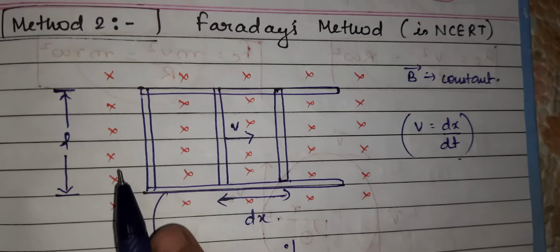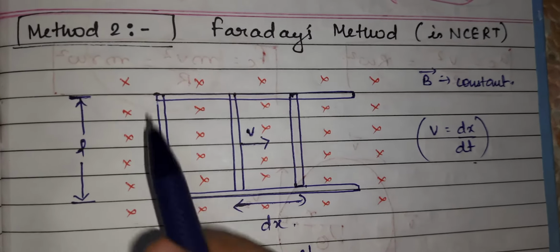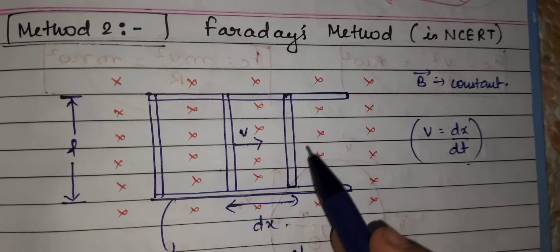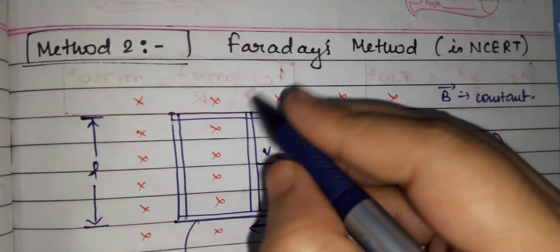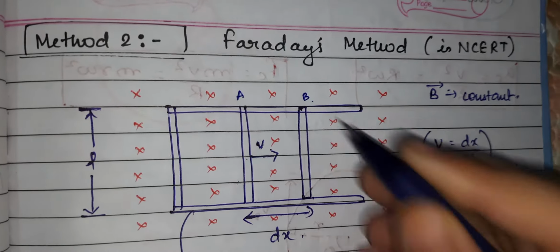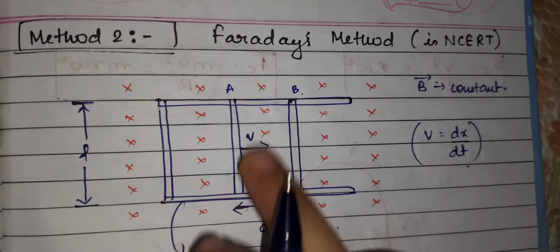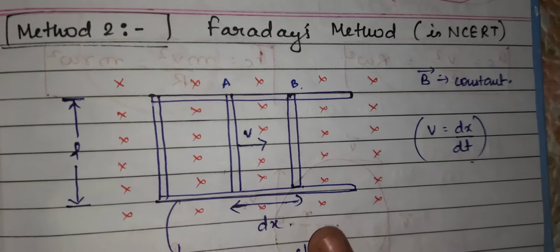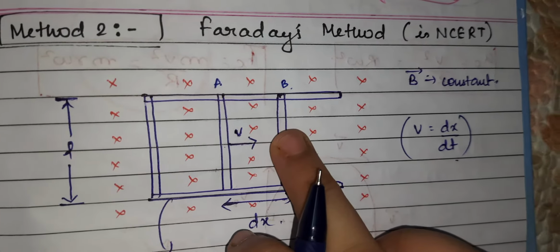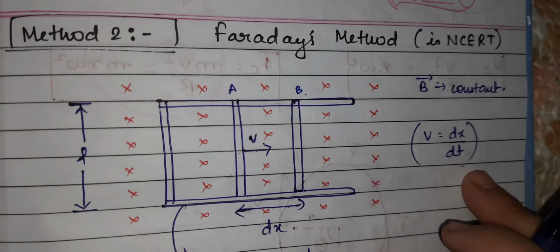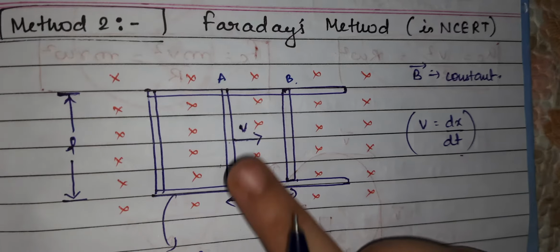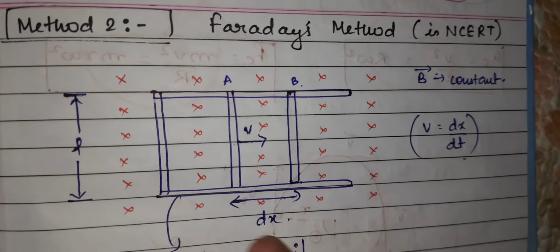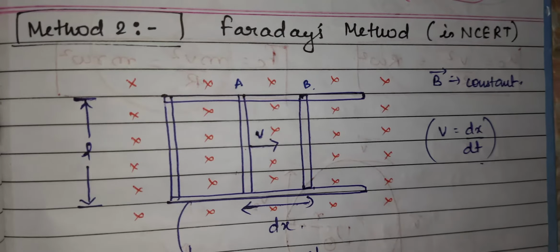Suppose that conductor forms a railing, and we have moved this rod from point A to point B. The rod has moved from A to B with a certain velocity, and it has covered a distance dx. So velocity v can be written as v = dx/dt, which means in time dt the conductor has displaced from its position, covered a displacement of dx, and attained a velocity of v.